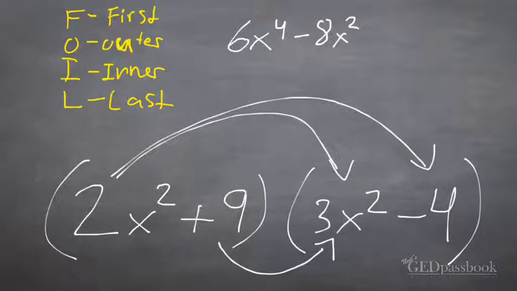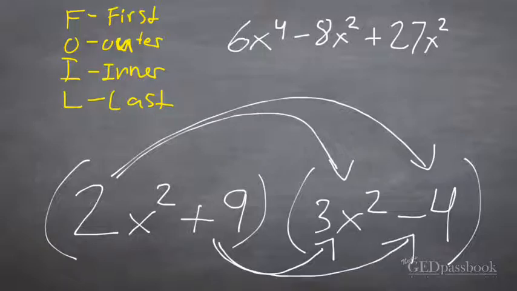Inners. 27. Positive 27, right? Not negative? Positive, so that's why we put the plus there. 27x squared. Then I do my last. What's positive 9 times negative 4? Look at that. You just distributed. You just foiled.